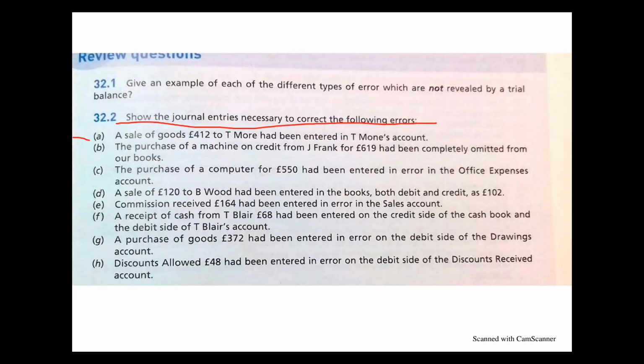For transaction C, the purchase of a computer for 550 had been entered in the office expenses account. So the wrong class of account. What type of an error is that, guys? Oh, the error of principle. Yeah, the error of principle, where the transaction is entered in the wrong class of accounts.